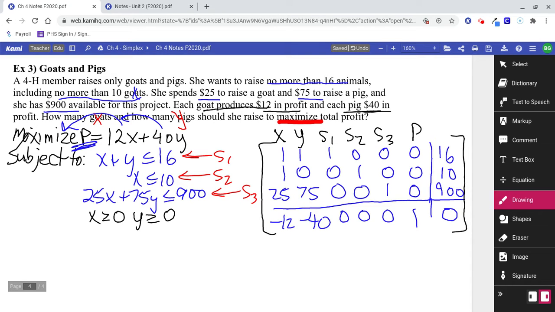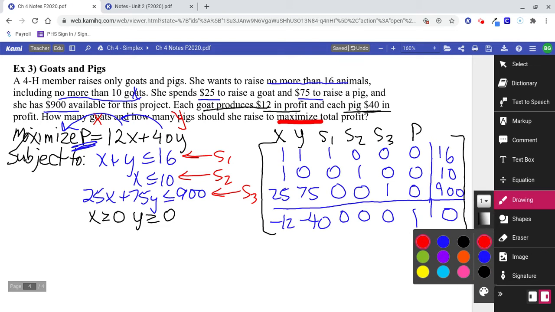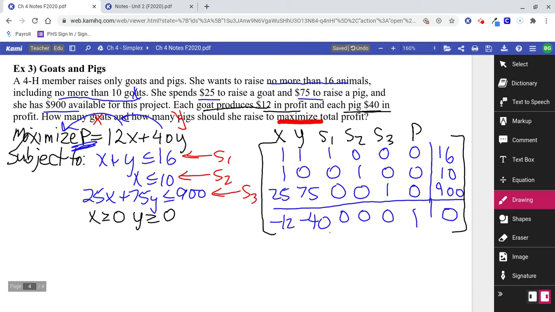You can read a solution from it, but I know it won't be at the maximum because when you see those negatives, you don't have the optimal solution or the maximum profit in this case. So according to the steps, you look in that bottom row at your indicators and find the one that's the most negative. That would be this negative 40. So most negative, we're going to circle that column.